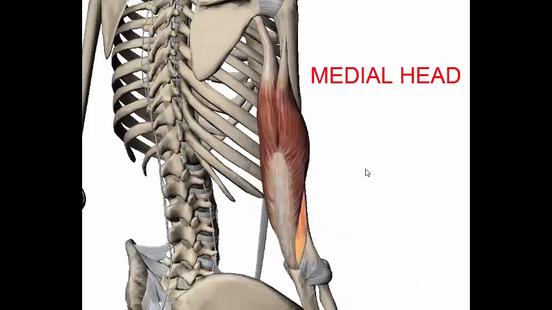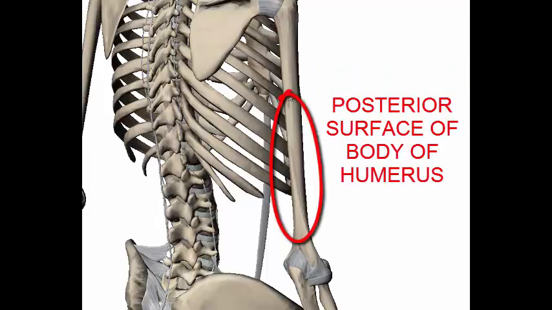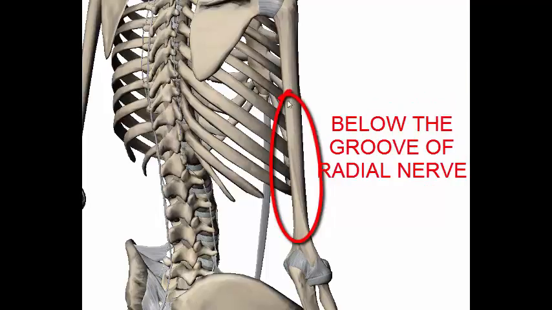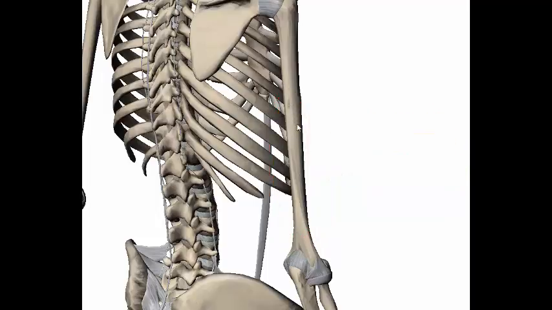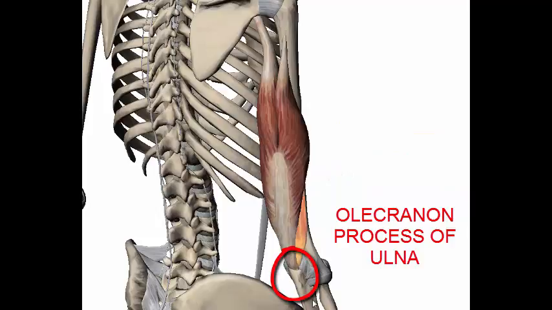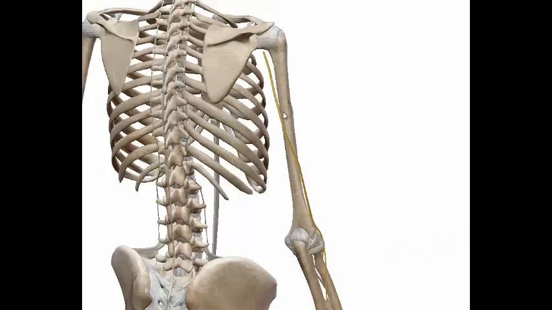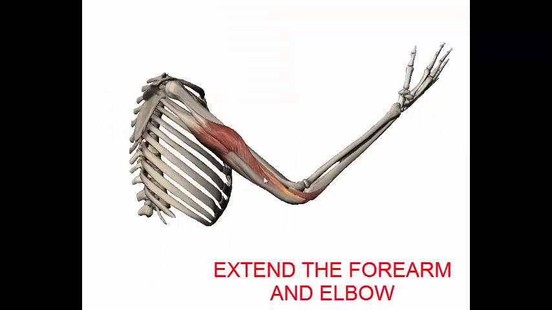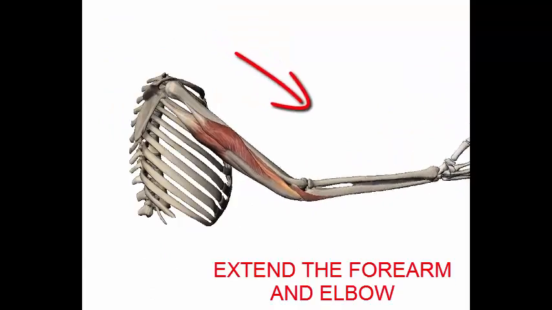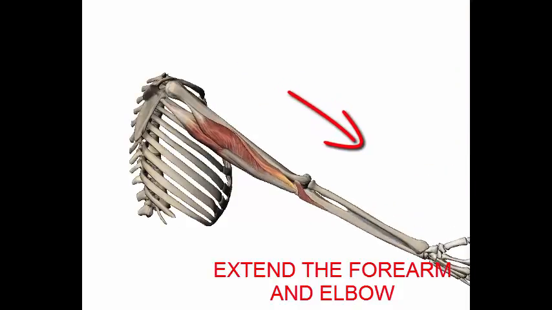The medial head of the triceps brachii starts from the posterior surface of the body of the humerus below the groove for the radial nerve and inserts into the olecranon of the ulna. The nerve innervation is the radial nerve, C6 to C8. The action is to extend the forearm at the elbow.